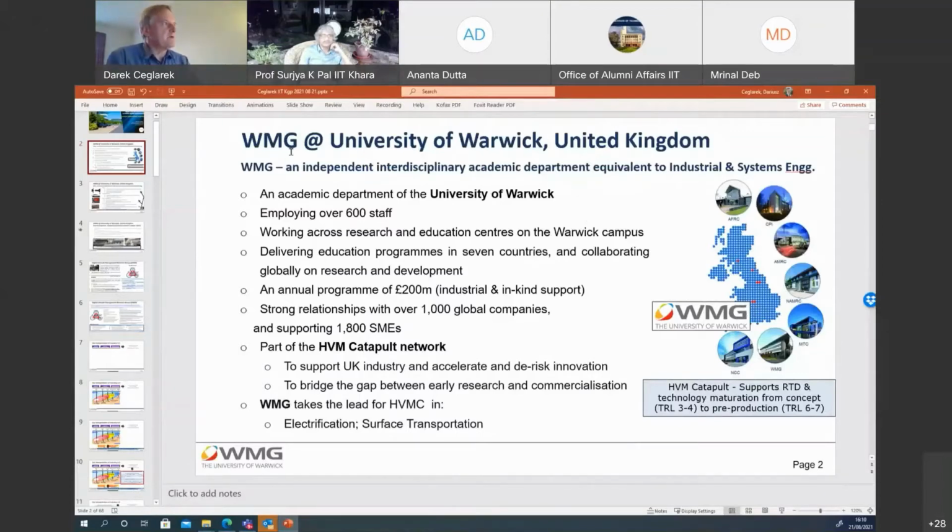The University of Warwick is a normal standard university with probably 25,000 students currently. But WMG, Warwick Manufacturing Group, is not a typical academic department. It was founded by Professor Bhattacharya, who was also an alumnus of IIT Kharagpur some time ago. He brought together two different things: academic faculty in the classical standard way, professors, associate professors, assistant professors, but also people from outside classical academia.